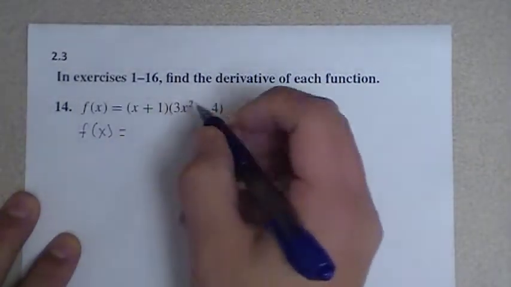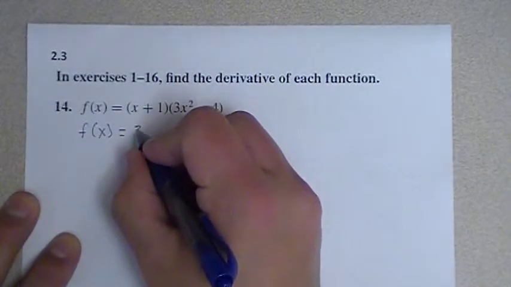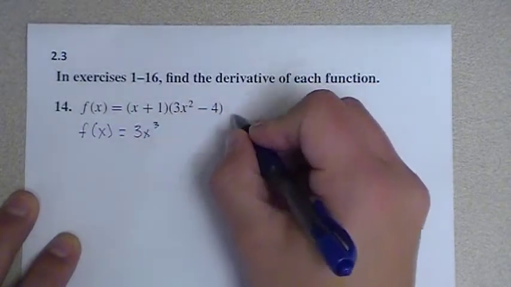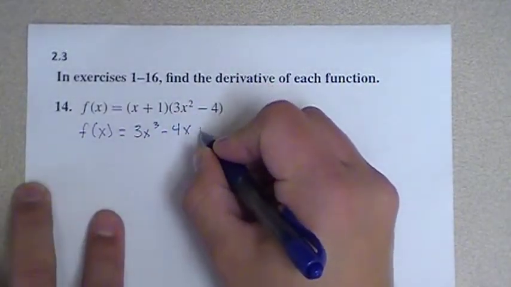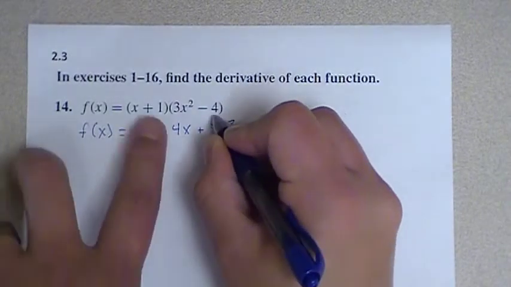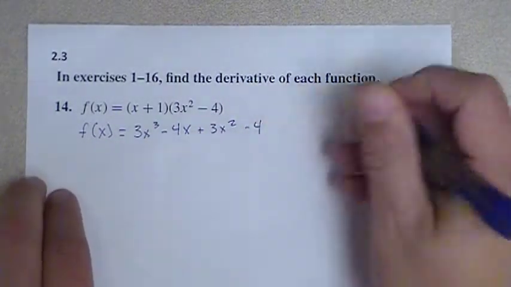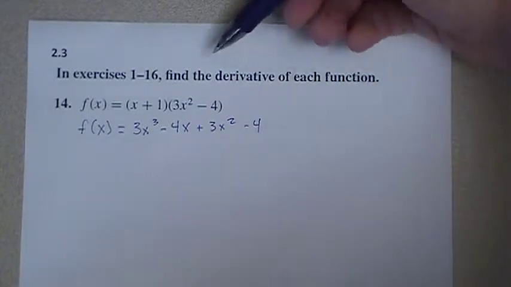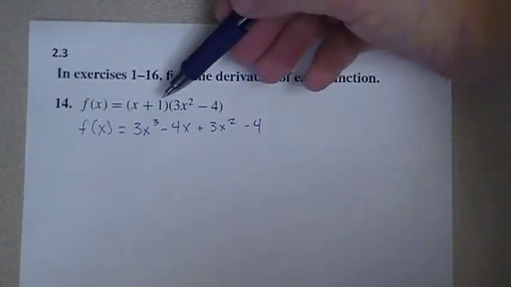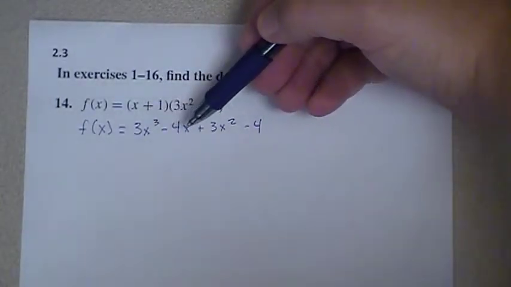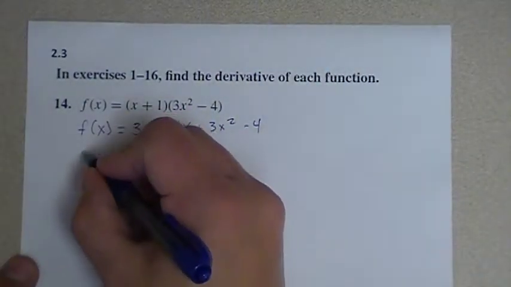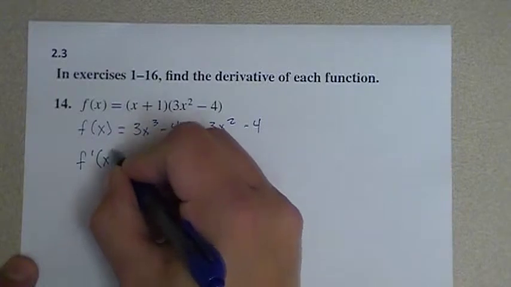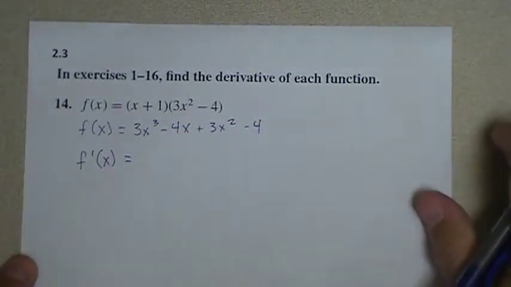I'm going to do first times first, I'm FOILing this out. First times first will get me 3x cubed. Outer times outer will get me minus 4x. Inner times inner will get me plus 3x squared, and then last times last will get me minus 4. I no longer have a product of two functions of x. Now I just have terms separated by addition and subtraction, and once we have a polynomial, no more product, we can go ahead and use the power rule on each individual term.